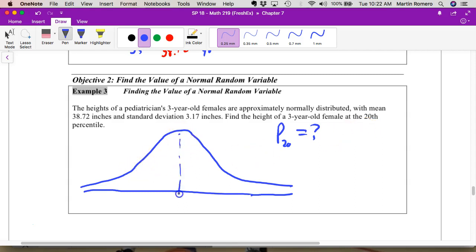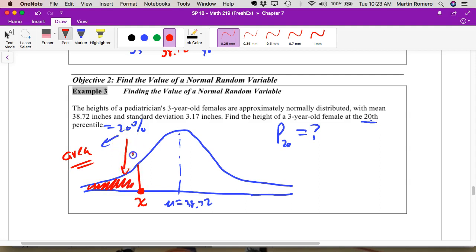And so what I know is the mean is 38.72, right in the middle. And so half of the people are below this, half are above. 0.20, 20th percentile, it means 20% of the 3-year-olds would be below this height. So here I'm looking for a height, not an area. They've given us the area. They've given us a percent. Remember, percents are areas. And so what I'm looking for now is this x value, this height right here, when the area is 0.20.